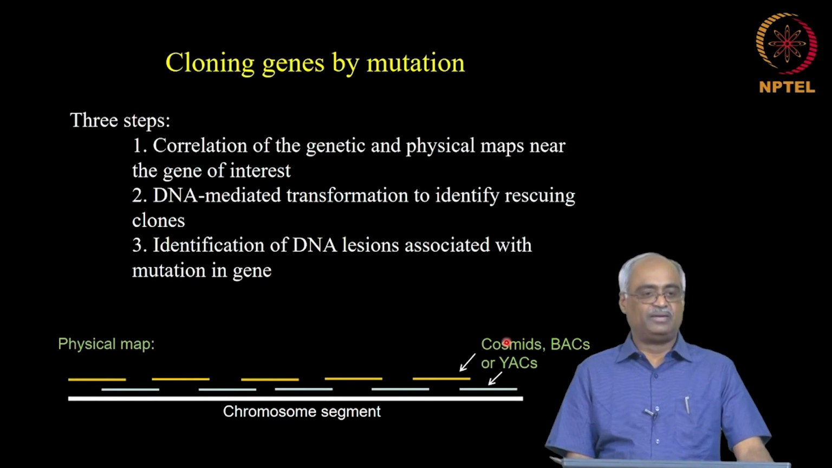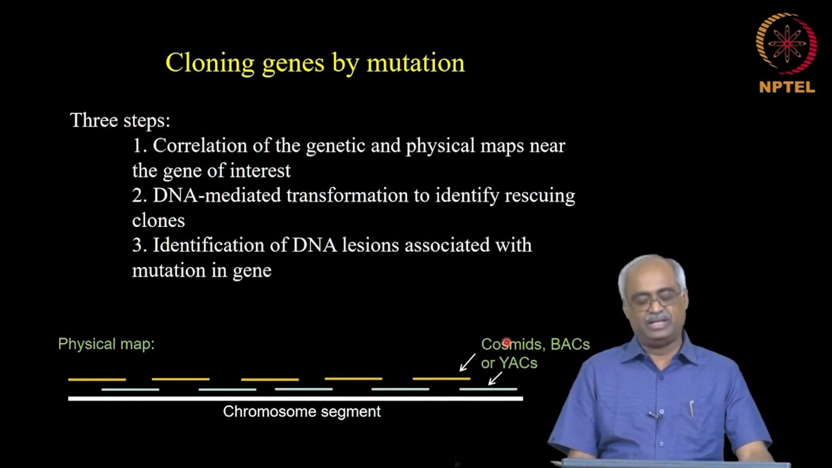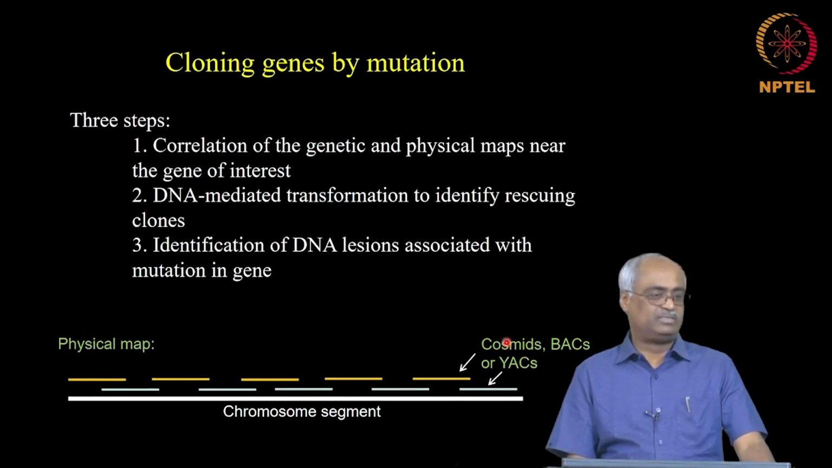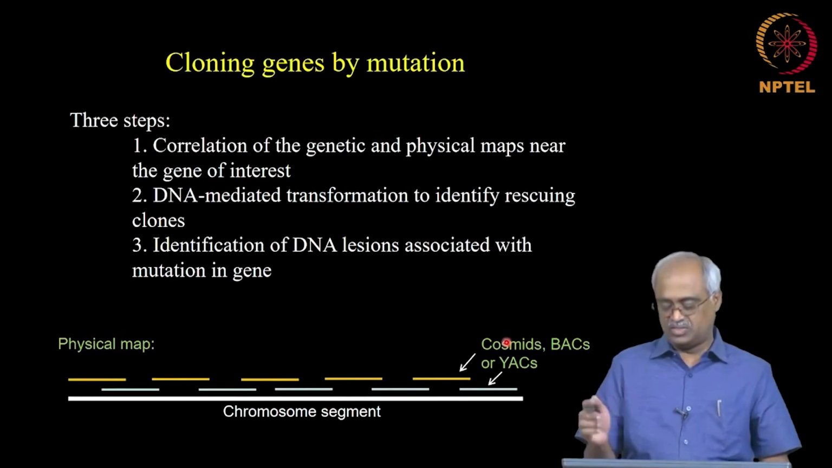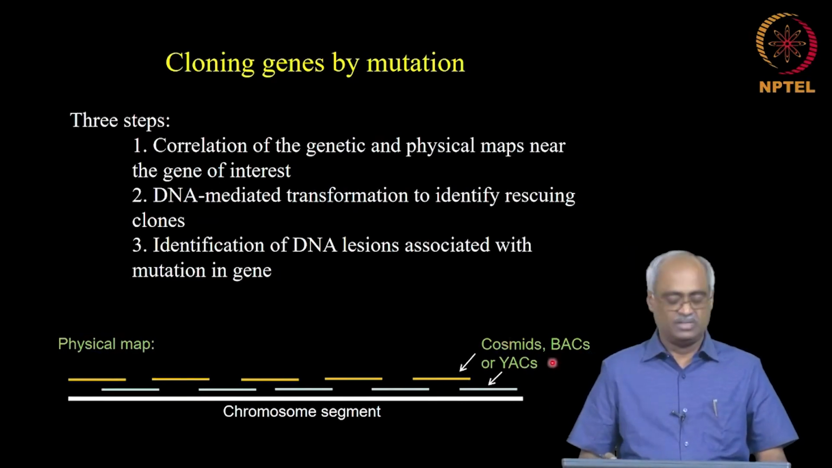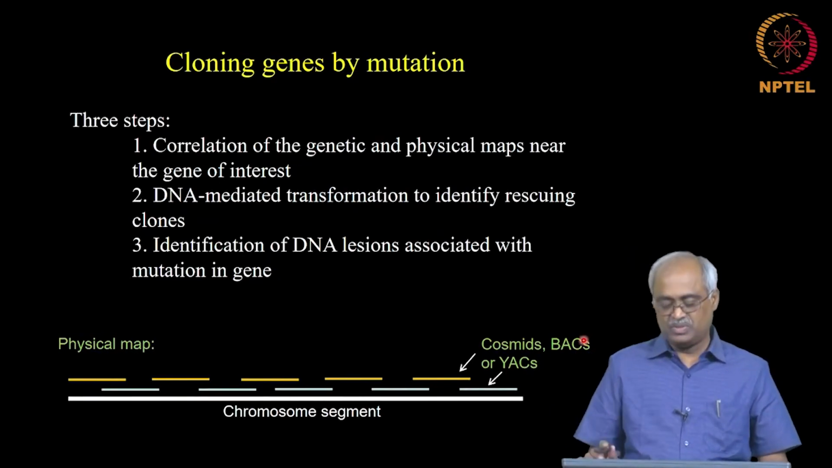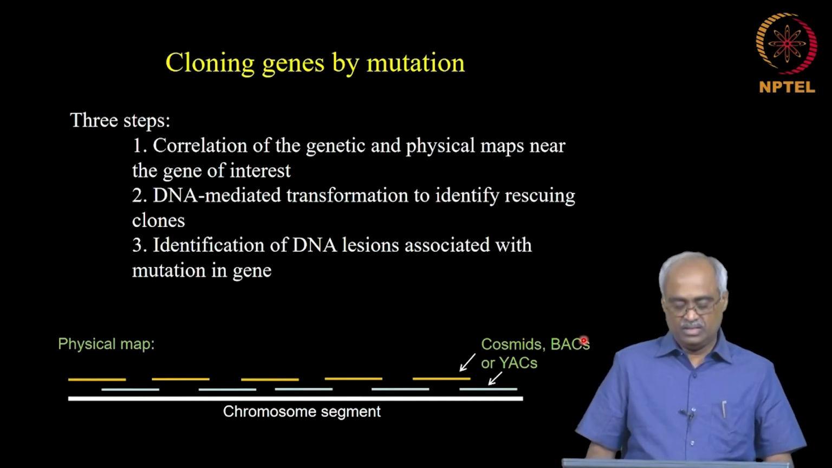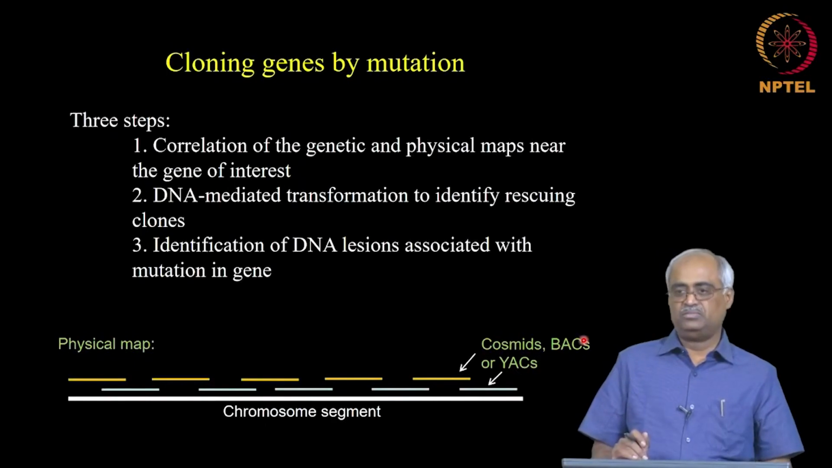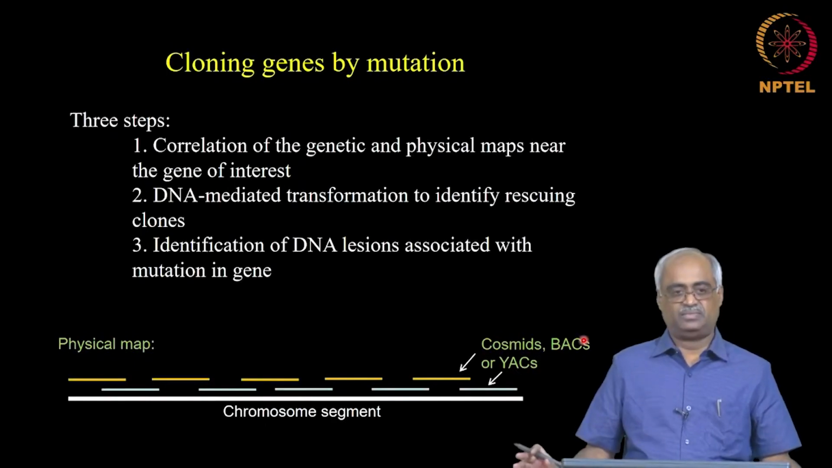So, these are big vectors, we do not need to get into the details of their molecular biology, but they take large size inserts. For example, you can have 100 kb in that range in yeast artificial chromosomes or in BACs. In cosmids it is usually about 40 kb, 50 kb, that size. So, the chromosome is broken down, cloned in these vectors and transformed into the respective organism.